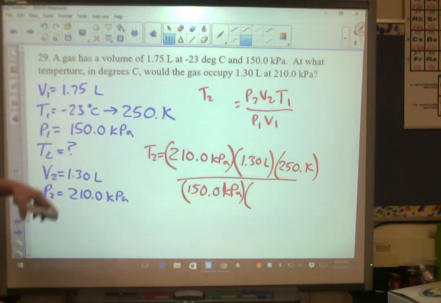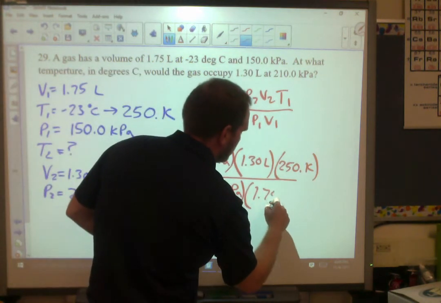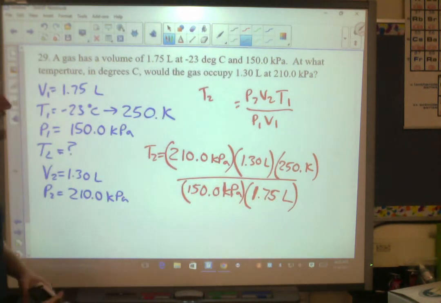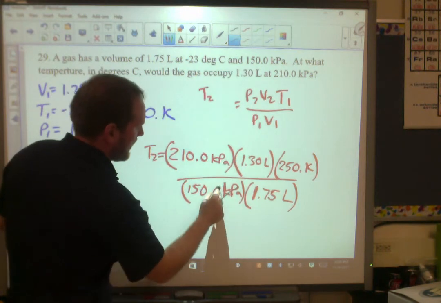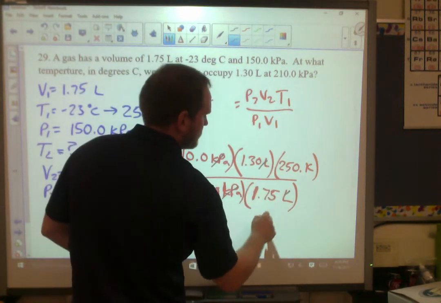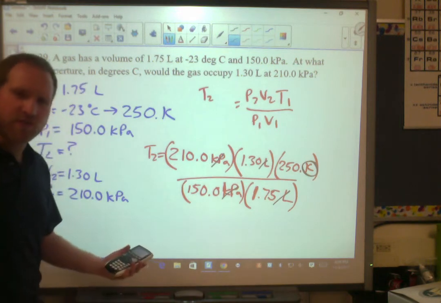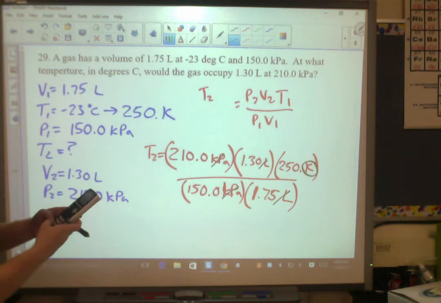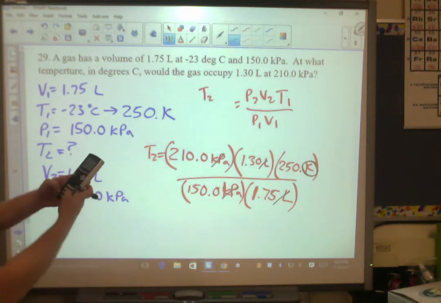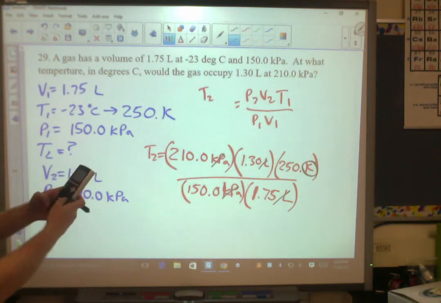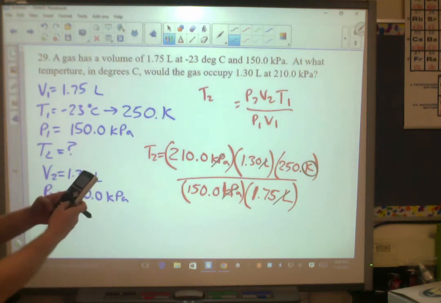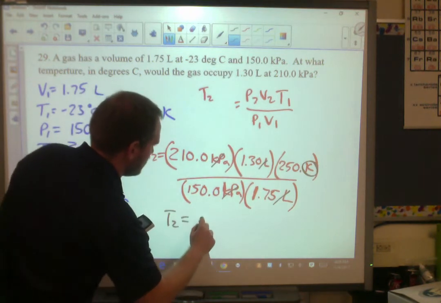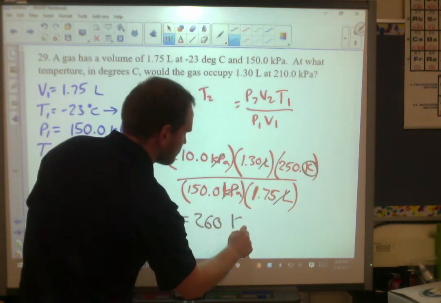And divided by V1, which is 1.75 liters. Let's check our units. Kilopascals cancels kilopascals. Liters cancels liters. What's left? Kelvin. Does that make sense for T2? Yes, it does. 210.0 times 1.30, times 250, divided by 150, divided by 1.75, and the answer I get for T2 is 260 Kelvin.